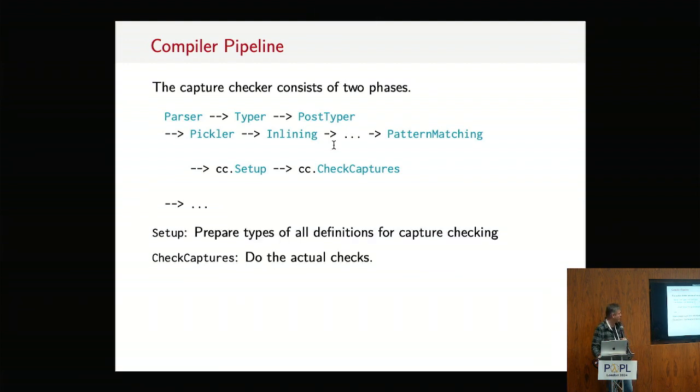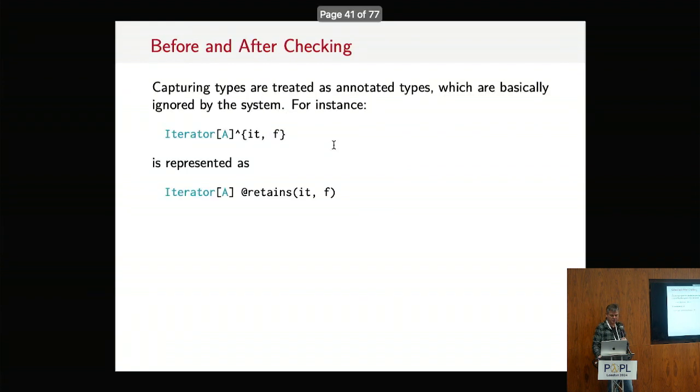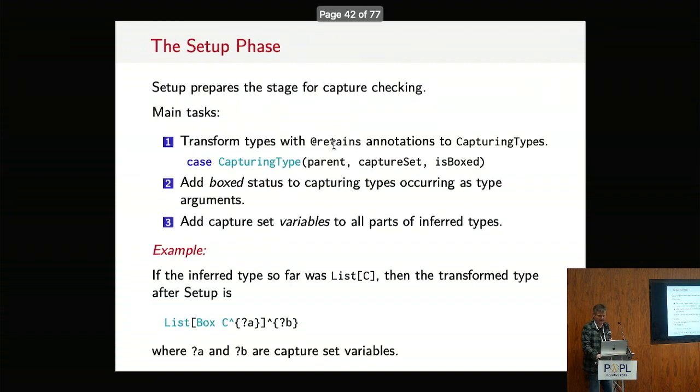So setup prepares types of all definitions for capture checking, and check captures does the actual checks. Before and after checking these capture checking types, if you write them, they're treated as annotated types. So this is an annotation, these are arguments, and the Scala compiler generally just ignores annotated types. Whatever happens, that's just information that gets ignored. So before and after capture checking, nobody knows about these capturing types. It's only during capture checking that they get instantiated.